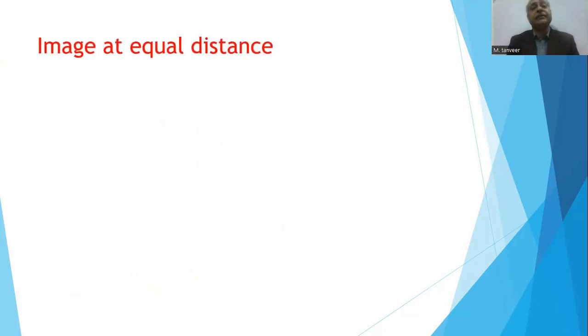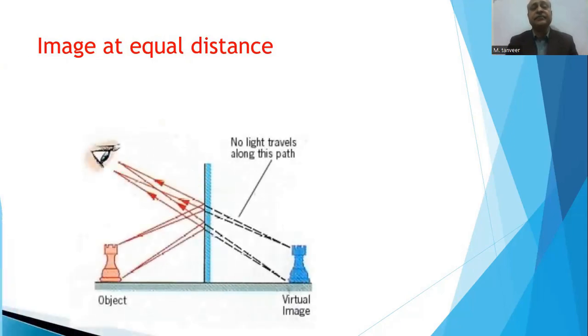The image is at equal distance. A plane mirror always forms an image at equal distance. The distance of the object and the distance of the image will be equal. This is the object, this is the plane mirror. When we measure the distance of the object from the plane mirror, and the distance of the image from the plane mirror, these two distances will be equal. Number one, a plane mirror always forms a laterally inverted image. Number two, the distance of image and distance of object will be equal.